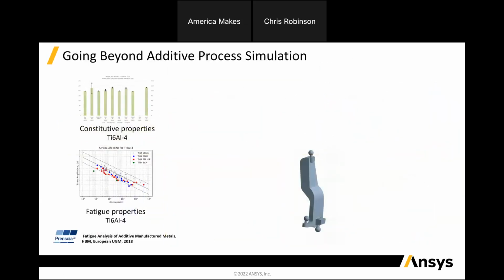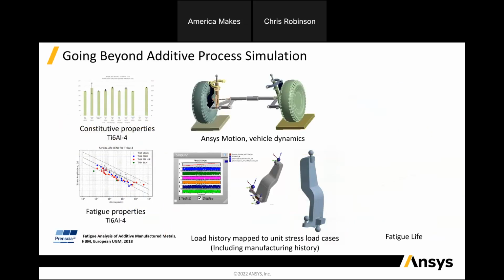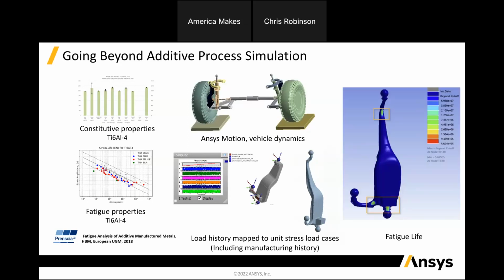One really nice thing with utilizing Ansys for simulation is that Ansys has a lot of capability beyond just additive, as I had mentioned before. So, you've got your material properties. This is just a quick example of putting it into Ansys Motion. You've got vehicle dynamics. You want to understand the fatigue life of a component. You can take your load history, map to unit stress load cases, including the manufacturing history, and really help to drive fatigue life to where you want it.